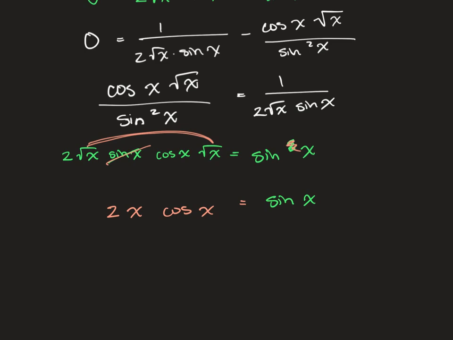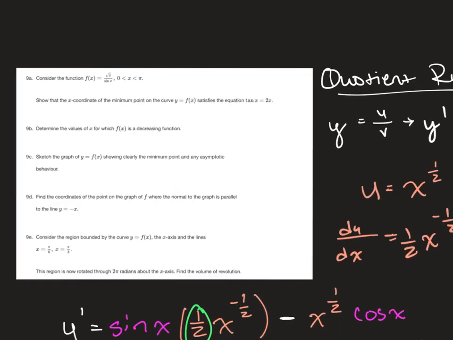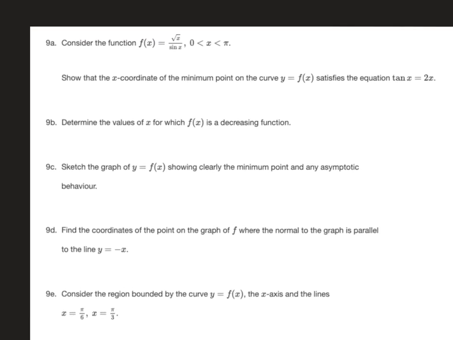And then, oh my gosh, we're so close, because remember what we're supposed to show here is that this satisfies 2x equals tangent of x. Well, if we divide both sides by cosine, then we get 2x equals tangent of x. Giant check mark. Cool. Okay, back up to the problem. That was just part A.